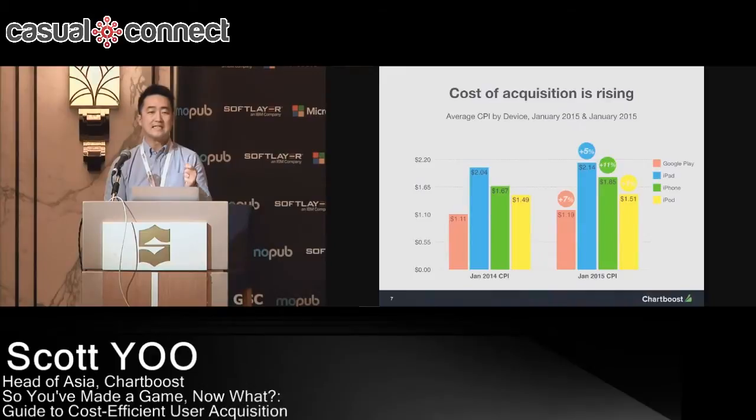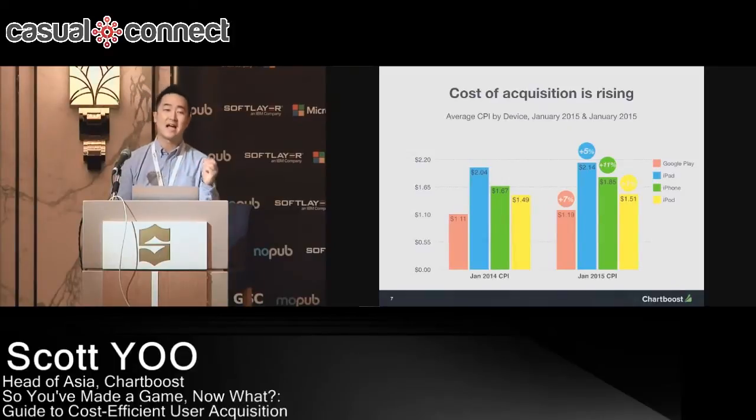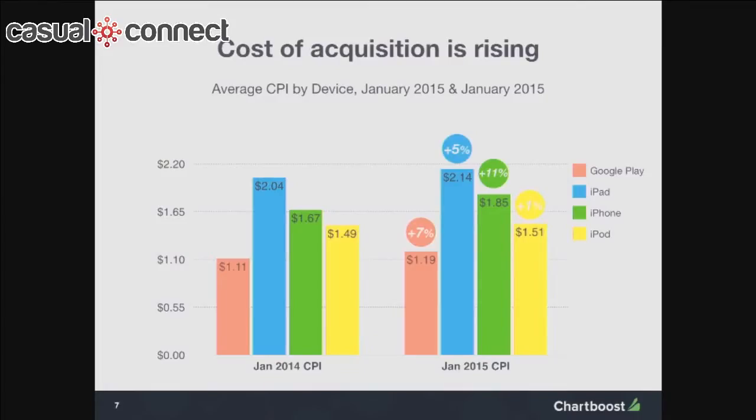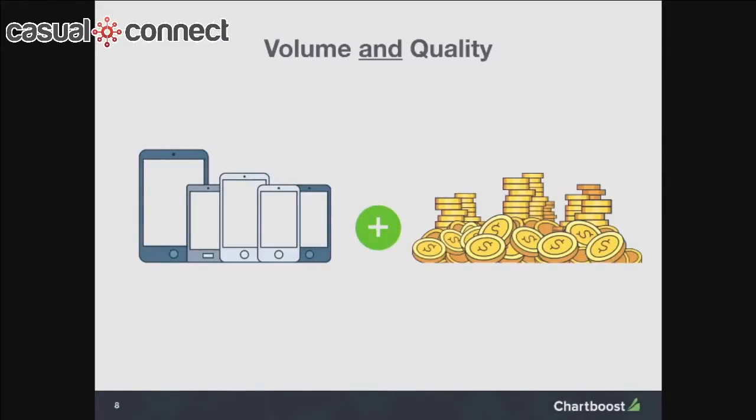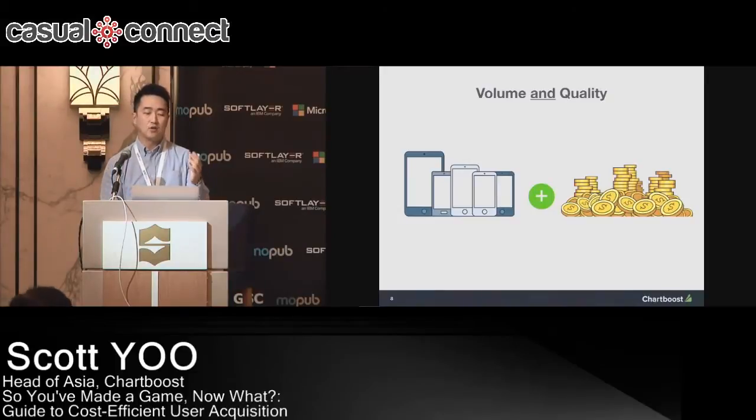That $2 figure changes the equation of not only you thinking about how much is that user going to pay inside of my game, but also how long do they need to play for you to get that $2 back. So the name of the game is volume and quality. When you talked about paid user acquisition, people always thought about volume, right? You go to any user acquisition channel, the first question you might ask is, how much volume can I get? How many installs can I get?